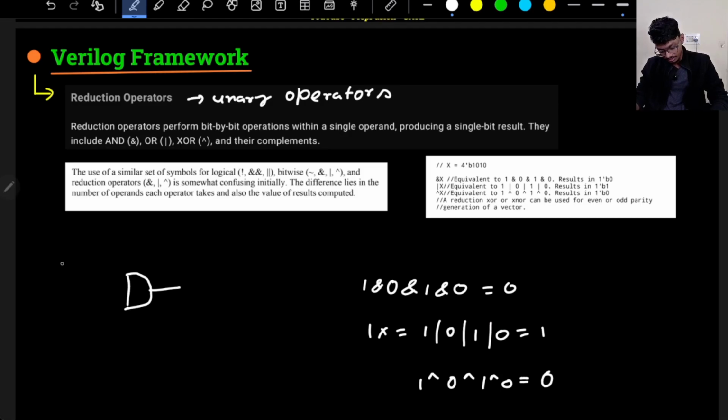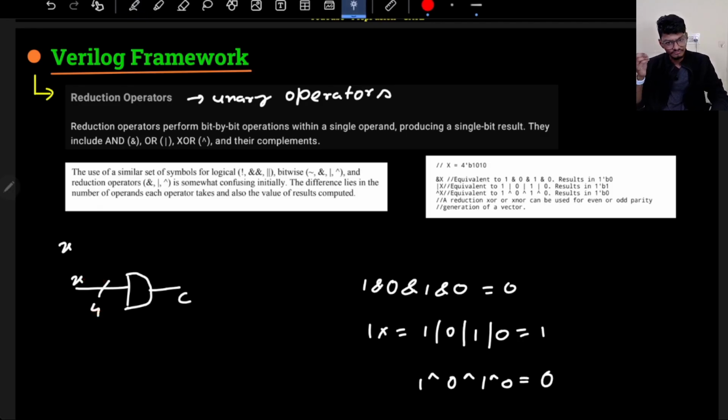So I have this value X. I will feed this 4-bit X value to a 4-input AND gate, and the output I'll store. Okay, and that will be the value. Simple, right? Just bit by bit I will send to an AND gate and store. Same for OR gate, same for XOR gate, same for NAND gate.